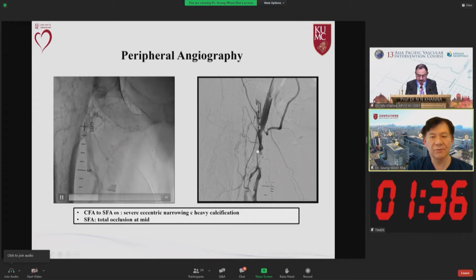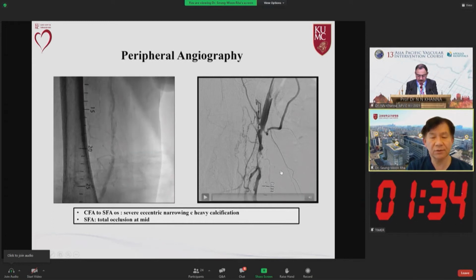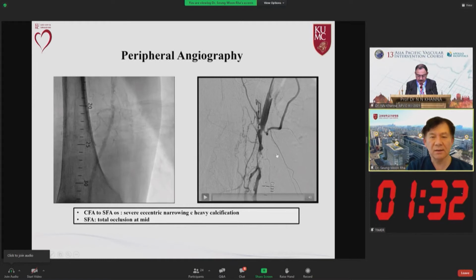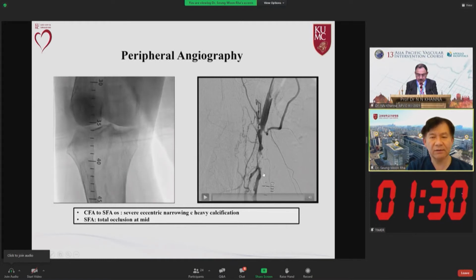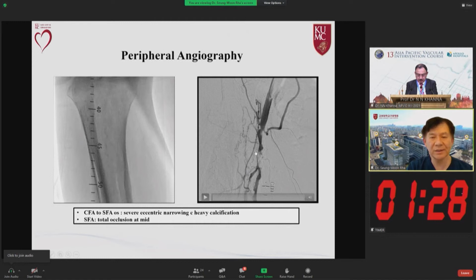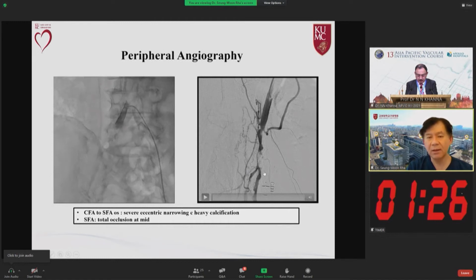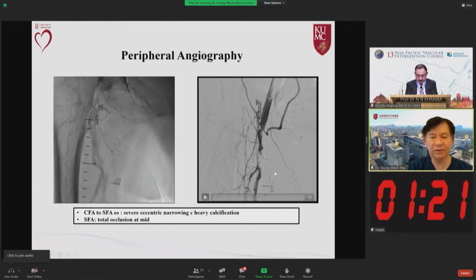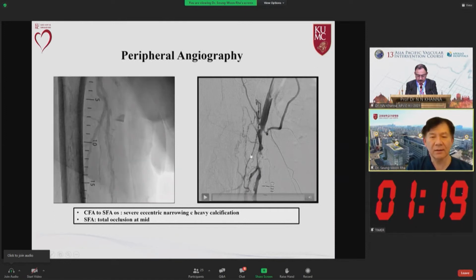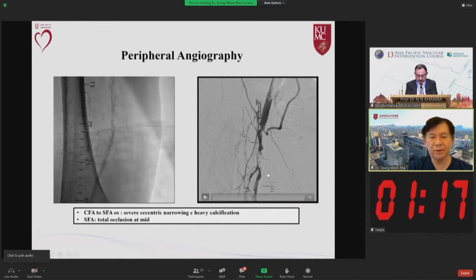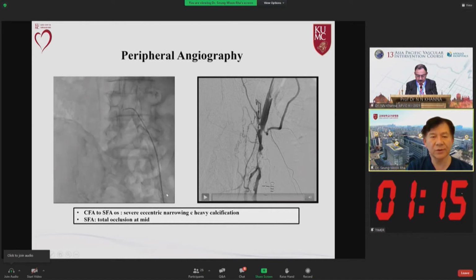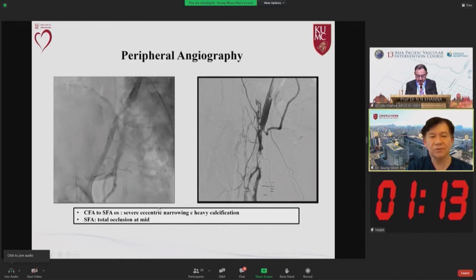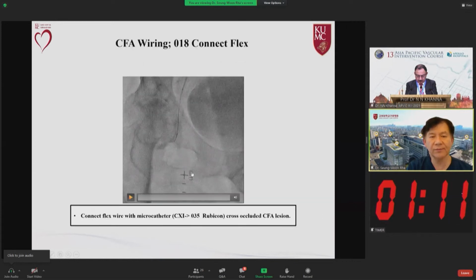This focal dense calcium, you can imagine, is an area that needs at least endarterectomy or hybrid management, or at least calcium modification using atherectomy plus DCB. We need to avoid stenting in this joint area. However, today's focus is just to make a space in this joint area.